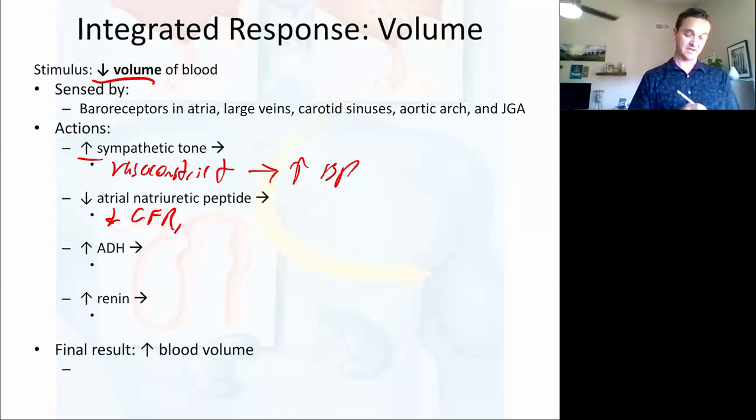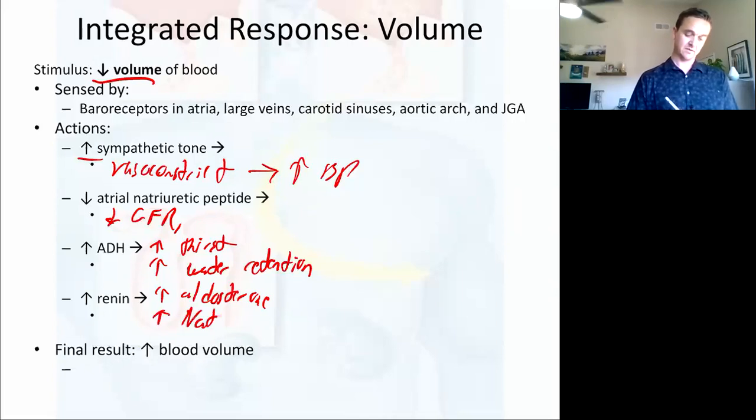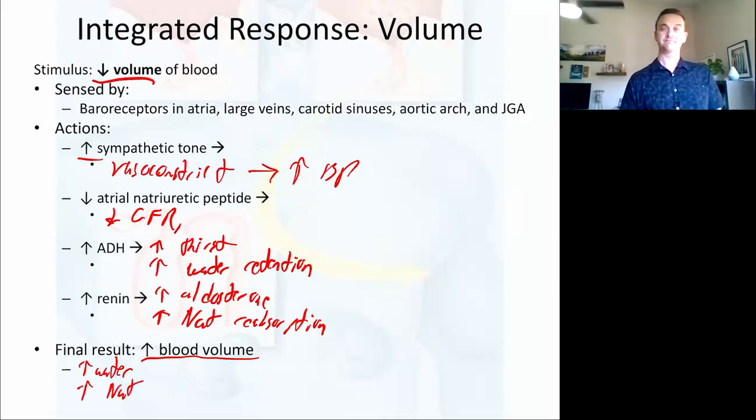And then in this case, we increase ADH, so that increases thirst. It increases water retention, okay? And then we increase renin, which increases aldosterone and increases sodium reabsorption. Okay, so then we'd say final result is an increase in blood volume because we increased water and we increased sodium together. Okay, and so those are the integrated responses. Make sure you're very familiar with those and you can walk yourself through those.